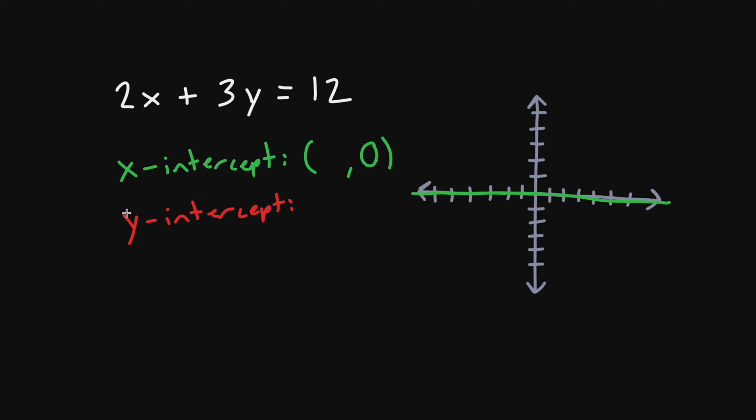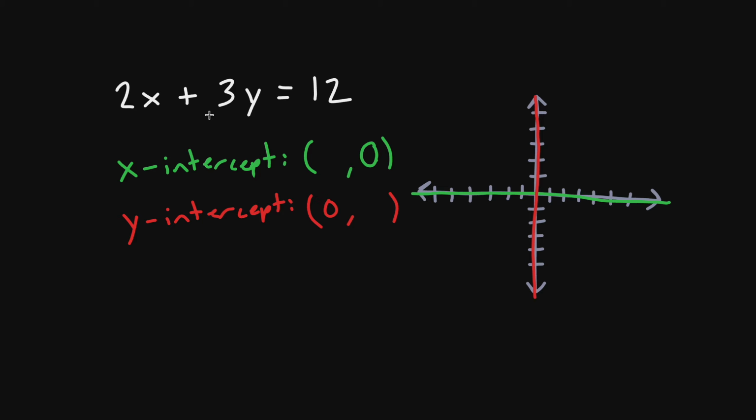Then there's a similar deal. The y-intercept is a point on the y-axis. And the y-axis, well, it's not to the left, it's not to the right, it's right in the middle. And so our x value is 0. Hopefully that makes sense. It feels a little backwards, but eventually you'll get used to it: x-intercept has y of 0, y-intercept has x of 0.